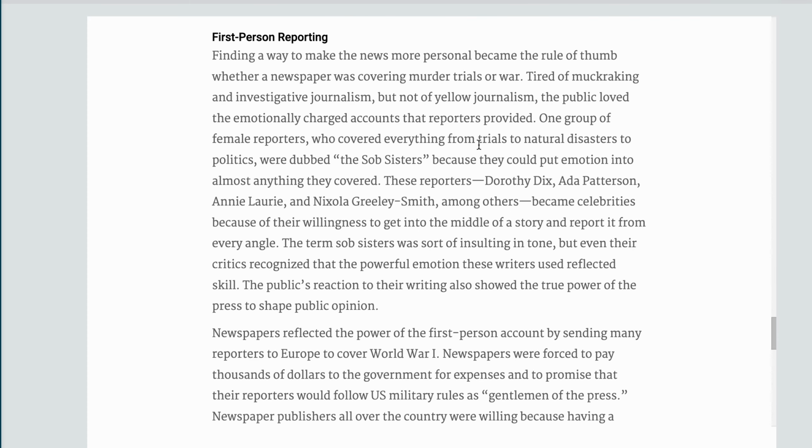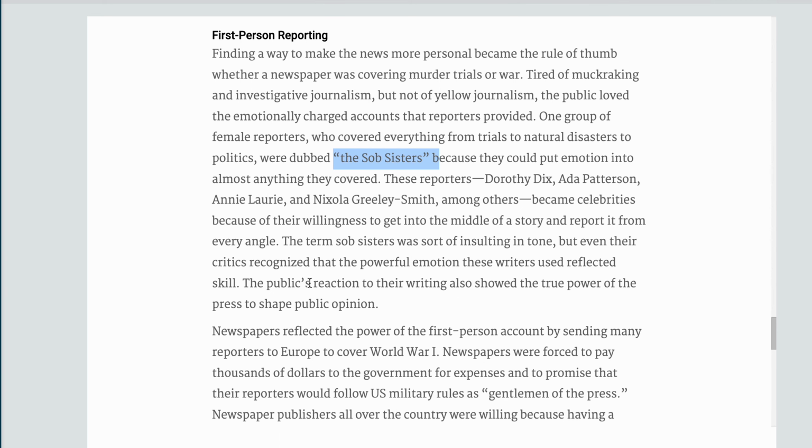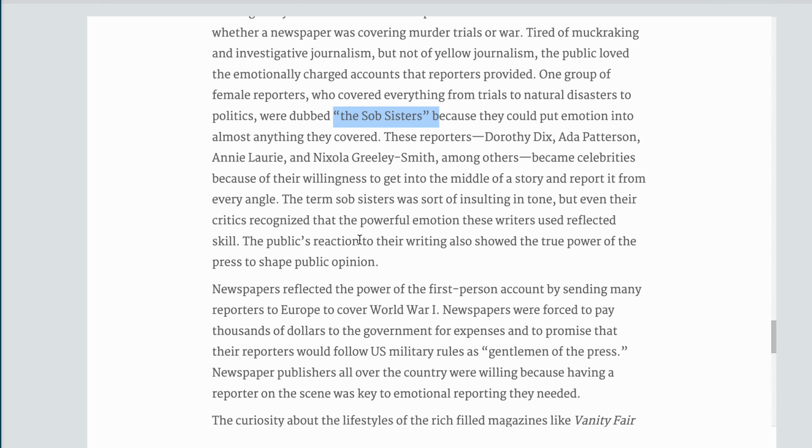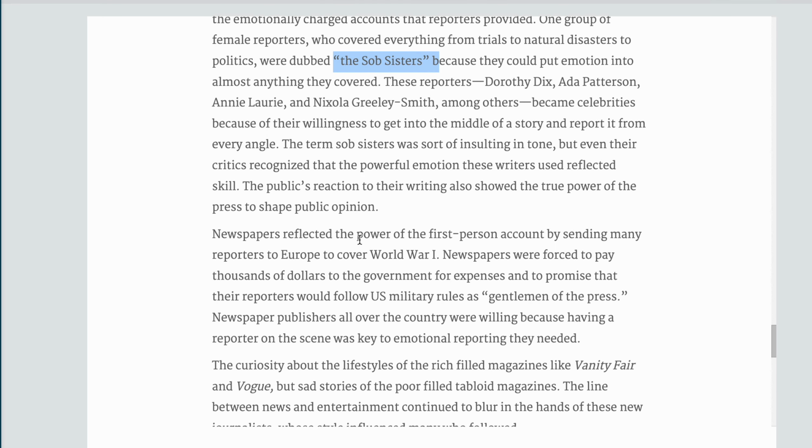For the first time, we have something called first person reporting, and we have the stunt girls, or sob sisters, who could put emotions into almost anything they covered. They used to cover incidents and accidents that were happening during that period of time. They used to criticize what was happening, so they were mainly critics, and they recognized the power of emotions in delivering information.